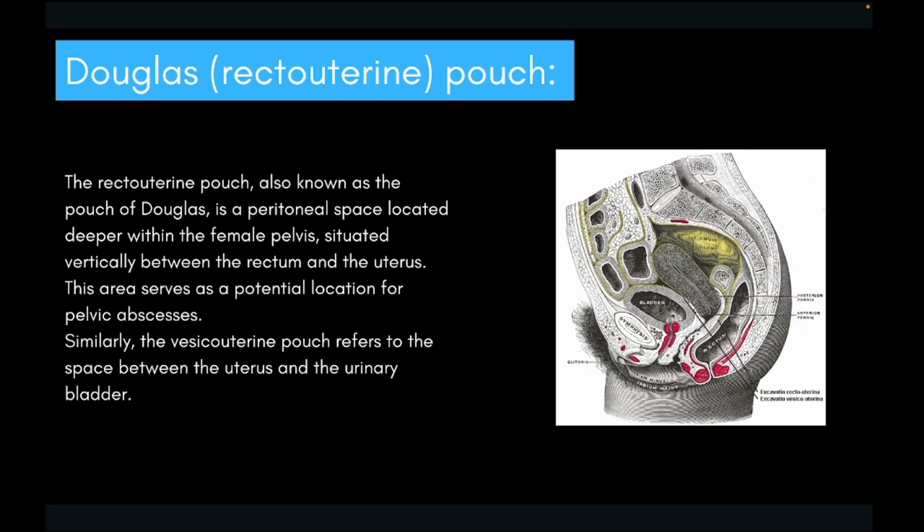First, I'd like to open up by talking about the Douglas pouch, which is also known as the rectouterine pouch. The rectouterine pouch, also known as the pouch of Douglas, is a peritoneal space located deeper within the female pelvis, situated vertically between the rectum and the uterus. This area serves as a potential location for pelvic abscesses. Similarly, the vesicouterine pouch refers to the space between the uterus and the urinary bladder, as seen on the picture to the right. Alright, moving on to the next concept.